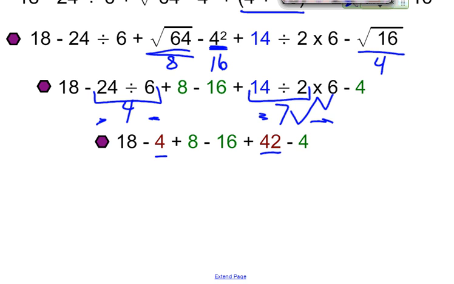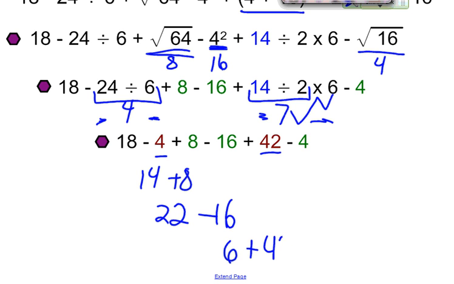But now we can just subtract, because we're at the end. We're going to add and subtract left to right. So 18 minus 4 is 14, and then we're going to add 8, so that's going to give us 22. Then we're going to subtract 16, which is going to bring us back down to 6. Then we're going to add 42, which is going to bring us back up to 48, and then we're going to subtract 4, which gives us a final answer of 44.